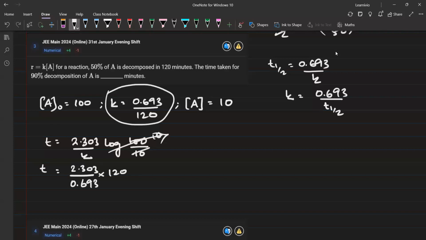By the way, any idea what is 2.303 divided by 0.693? This has a relationship between these two things. You can cancel these two by multiplying. 0.693 divided by 2.303 is equal to 0.3. Okay, this has a relationship. Calculate it once, you will get an approximate value.